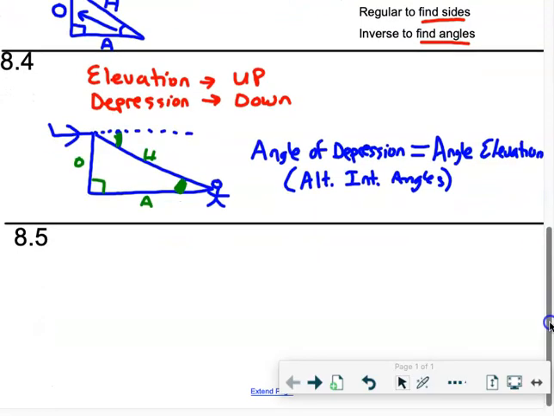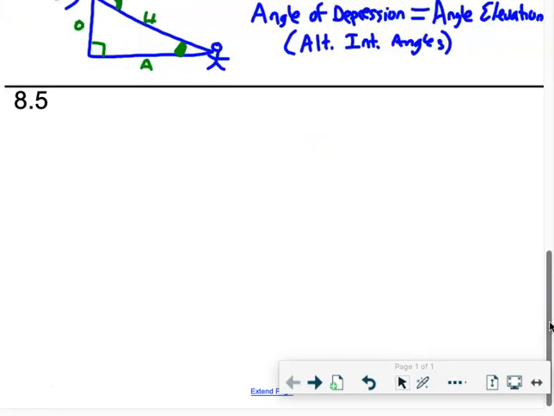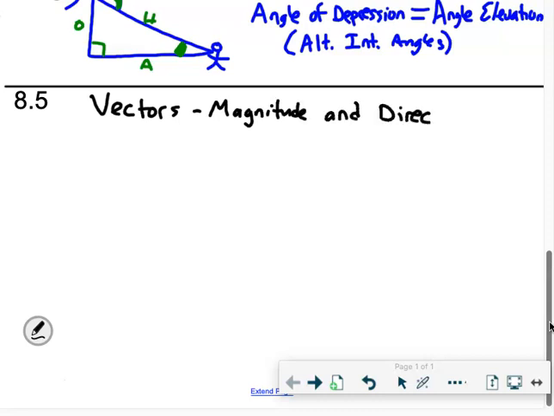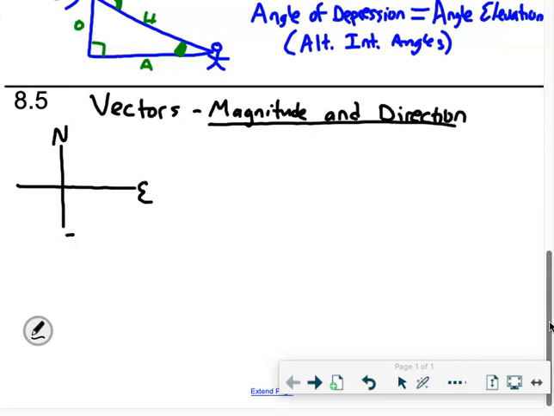And the last section of chapter 8 is 8.5, which is all about vectors. Vectors are just something that has magnitude and direction. So that's what it means. I might have problems where you have to find the magnitude, or you have to find the direction, or you have to find both. So here's a picture of a vector. Maybe we even look at north, east, south, west as something to remember.